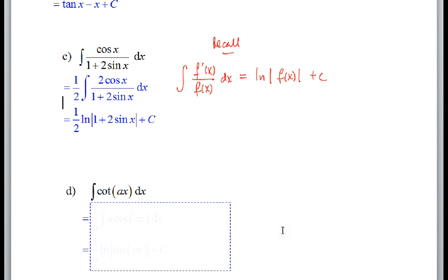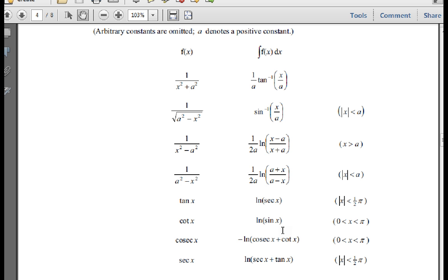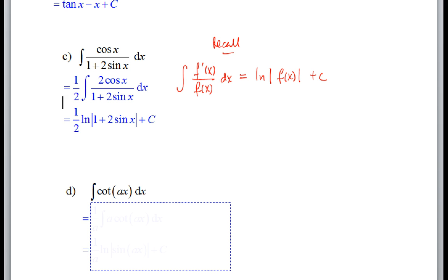Okay, what about this next one, D? The tricky part to this question is there's a coefficient a. Now let us look at the formula list. We actually know how to integrate cotangent x here. It's ln mod sine x. So which means, can we interpret from the formula list that if I differentiate ln mod sine x, this is actually equal to cotangent x? Correct? We can interpret it like that.